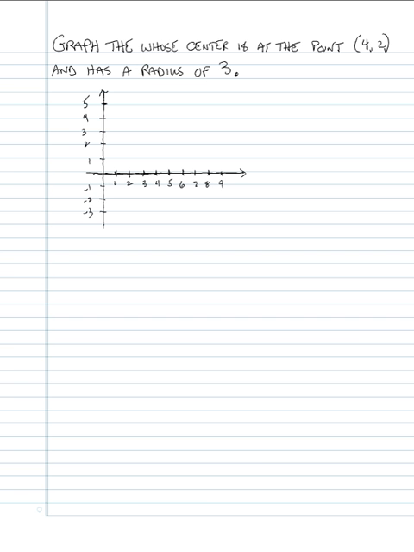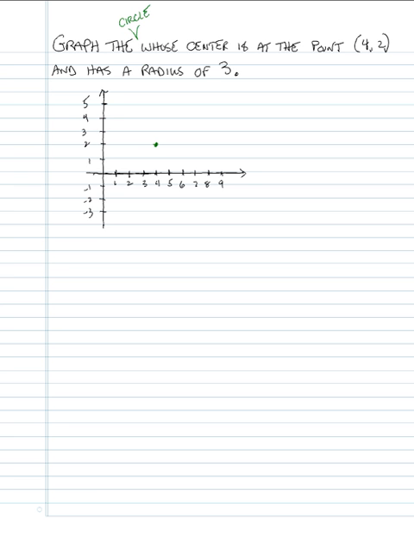Well, here we're being asked to graph the circle whose center is at the point 4, 2 and has a radius of 3. And we're going to do it by hand. In fact, at this point, it's really easier to do this by hand than it would be to try to even think about a calculator. So we've got to find the center, 4, 2, and that looks like that's right here is the center.